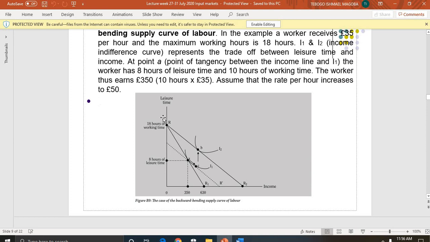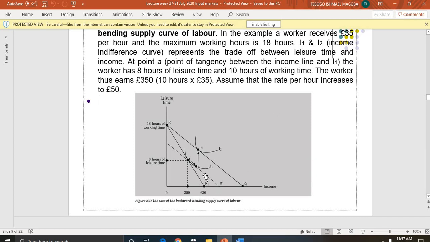So first of all, on the y-axis, we have leisure time and working time. You're measuring two things here. So from 0 going upward, you're measuring working time. From this point, 18 hours of working time, to 0, you're measuring your working hours. Okay? So 18 hours is your maximum working hours.